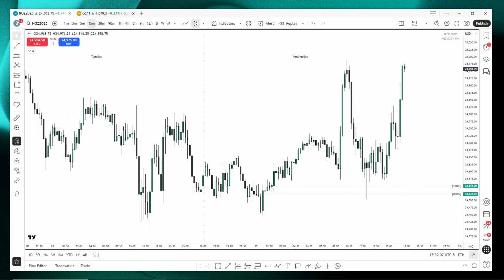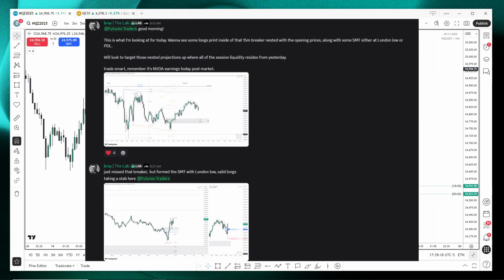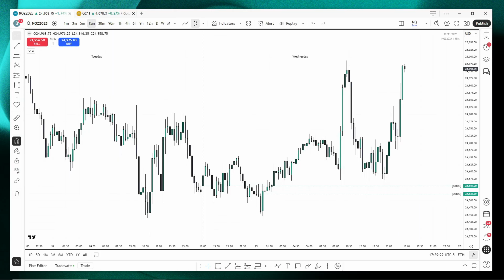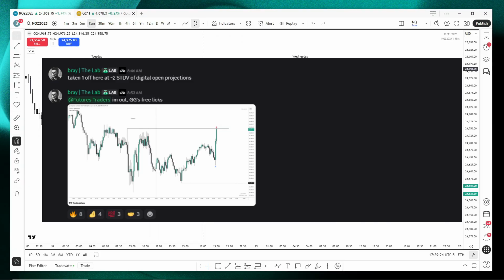In today's video, I just want to quickly break down a trade that I took today in the New York AM session on the NASDAQ. For transparency's sake and to prove that I actually took the trade, here are some screenshots of the analysis given beforehand in the lab, which is our private trading community.